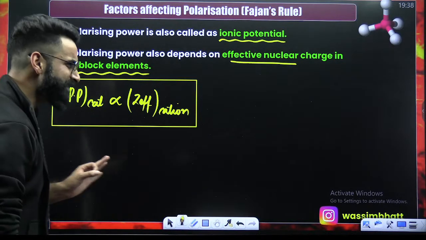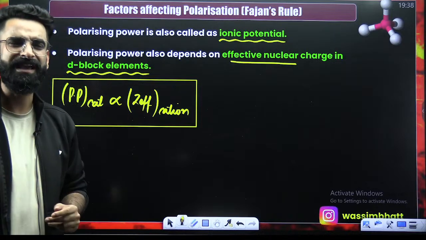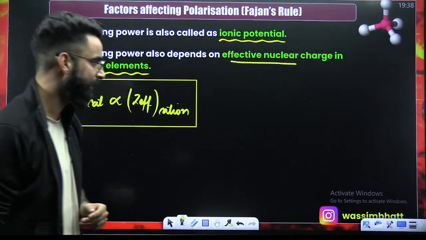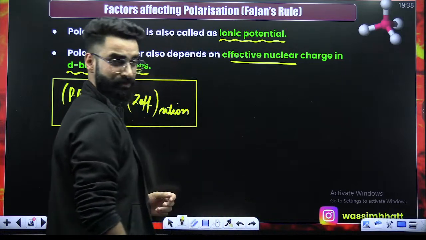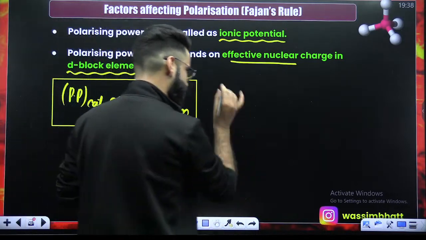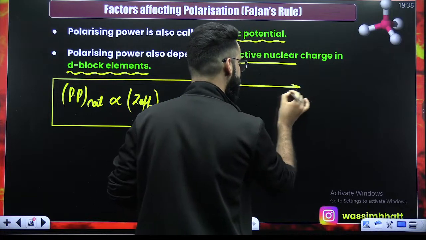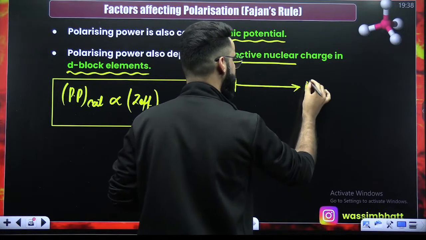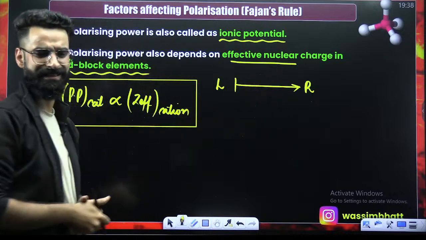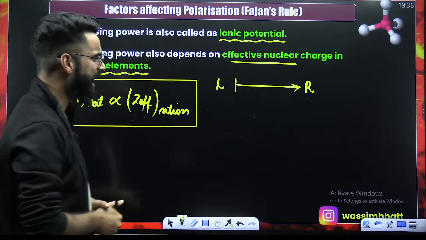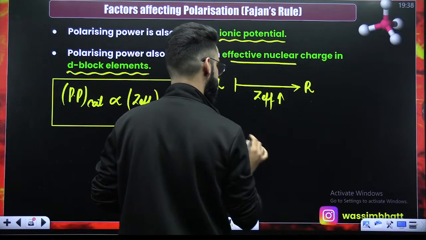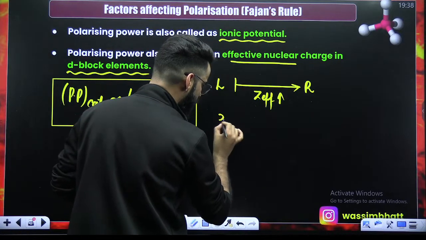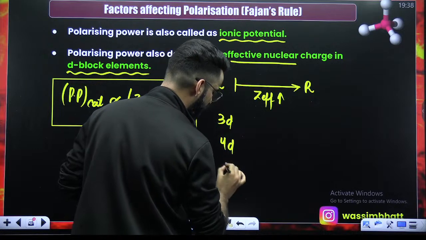Right? And in case of d block elements, one simple thing I'm going to tell you. For example, you would have studied the 3d series, right? Generally, on moving from left to right in the 3d series, what happens to effective nuclear charge in case of d block elements? Remember it increases, right? For example, you are moving from 3d to 4d, then 4d to 5d.